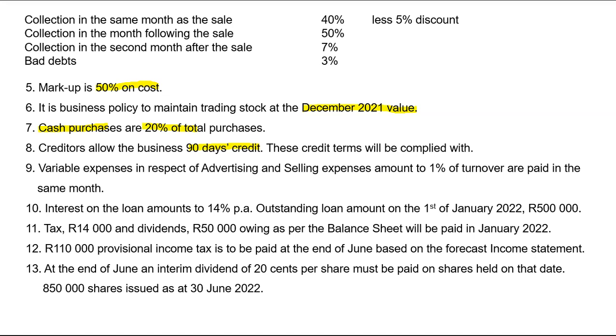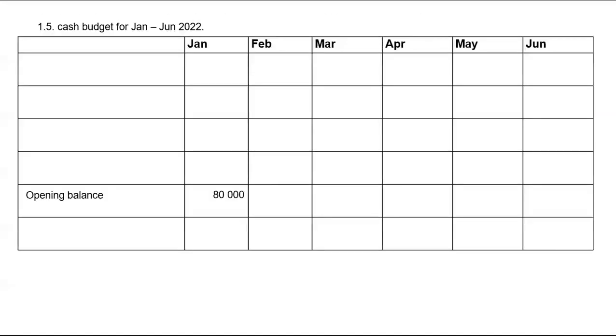Number 11, tax worth 14,000 and dividends worth 50,000 owing as per the balance sheet will be paid in January 2022. They're telling us that we are going to pay 50,000 in respect of dividends and 14,000 in respect of tax. And all of that will be paid in Jan. So you just put it under Jan.